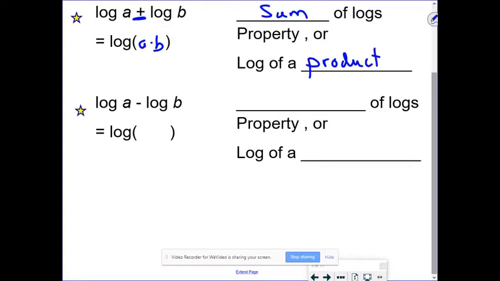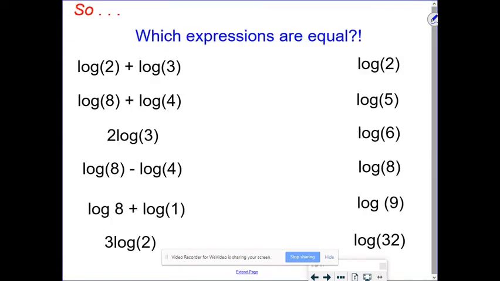And then the last one, we have subtraction. Subtraction is difference. And when I subtract logs and I put them together to make it 1, we divide. So a over b, that would be quotient. So again, remember, how do we apply these, right? Because that's kind of the important thing here. So take a second, hit pause.